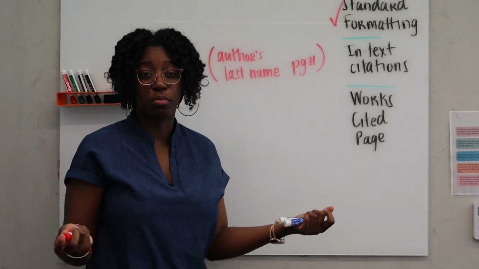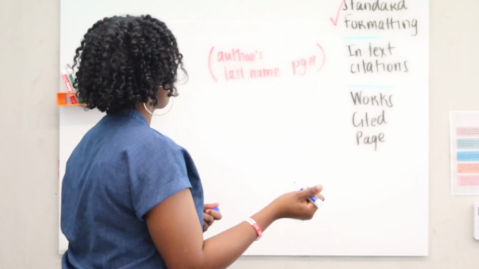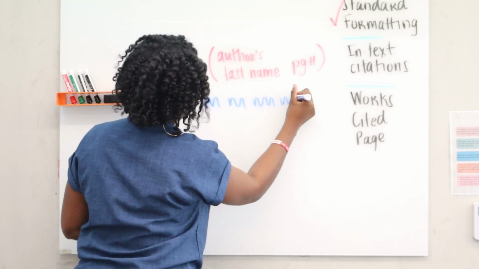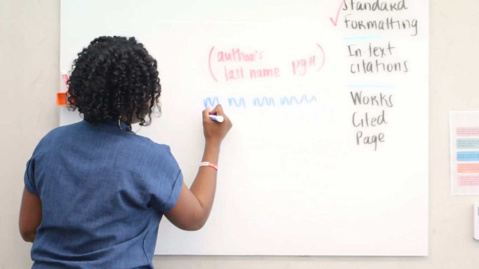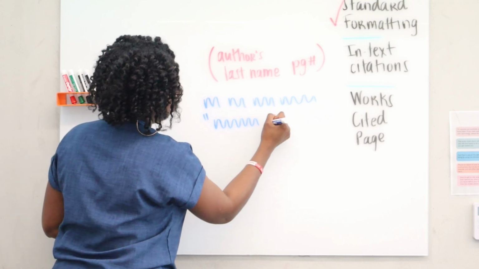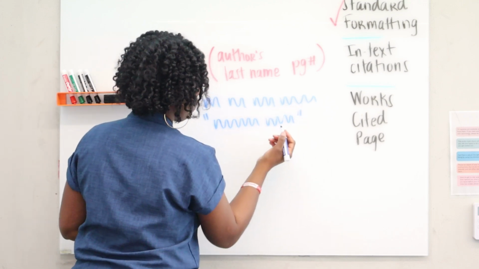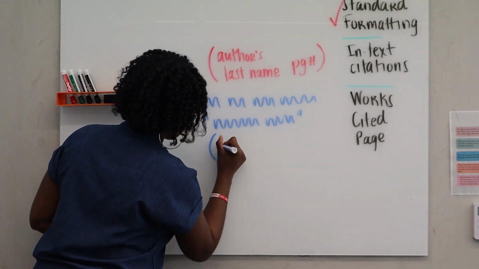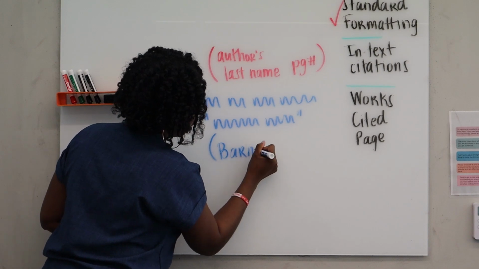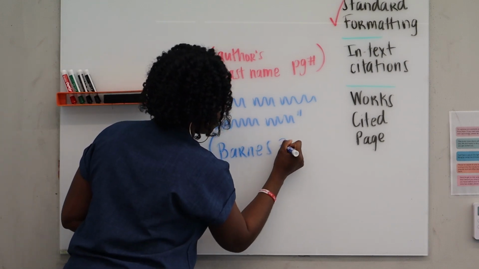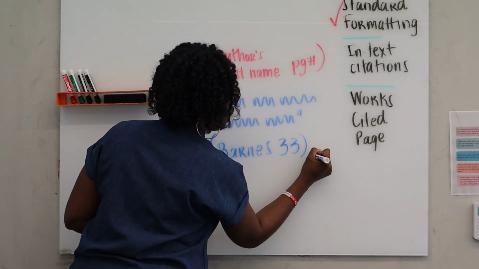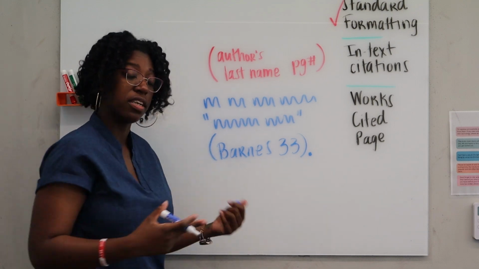So say I am the author of a book. After I have written whatever, in quotations, the author said this. After the quotations, you're going to open the parentheses, put the author's last name, and then the page number you found the source on. And then you're going to put the period at the end of the parentheses.